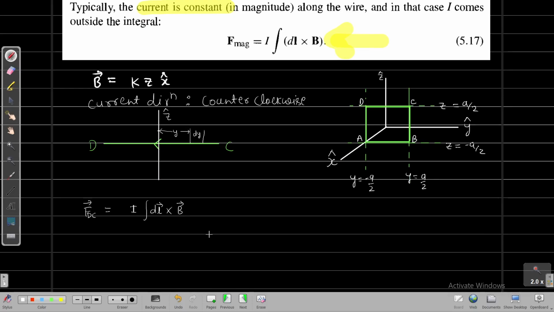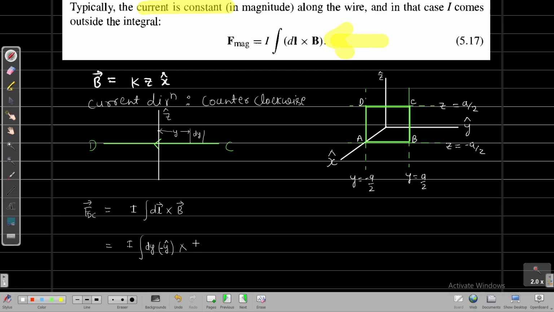As we know, the direction of current and the direction of the dl vector is the same. Now, what is the dl vector magnitude? That will be I dy. I hope it is clear. And what is the direction? That will be minus y cap, because the current direction is in the minus y.